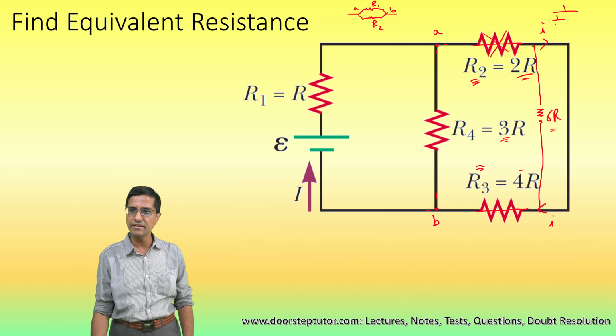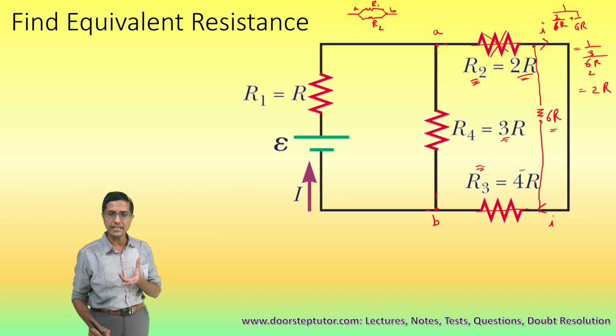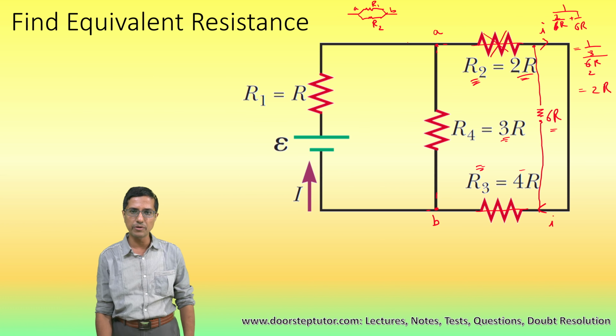So we'll simply write 1 by 3R plus 1 by 6R, and this will become 2 by 6. So this becomes 1 by 3 by 6R. This 3 and 3 cancel. So this becomes actually equal to 2R. So this is the equivalent resistance between these two terminals A and B.